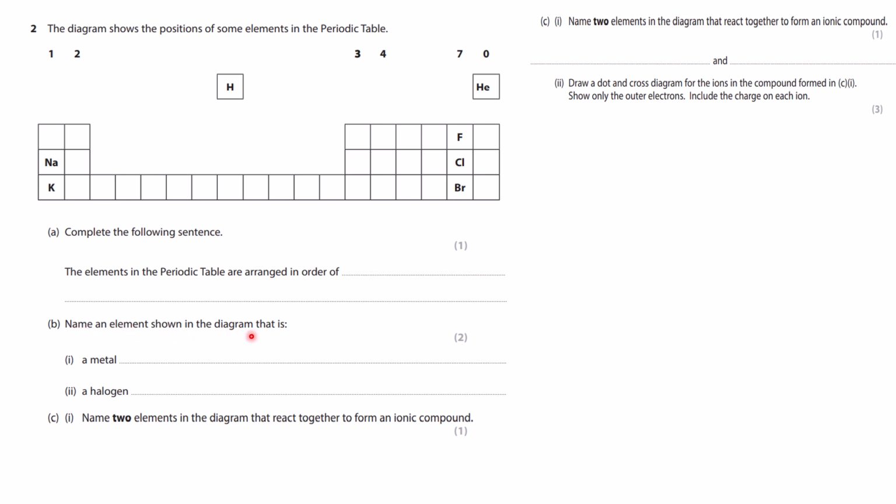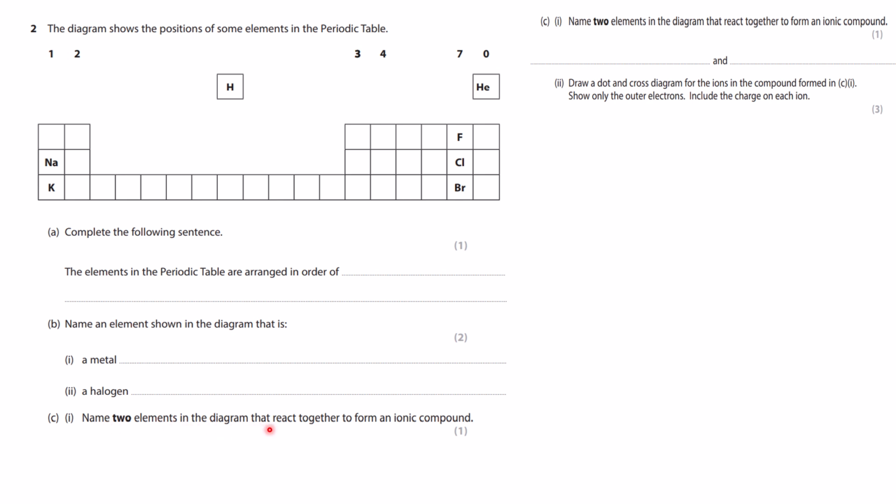Name an element shown in the diagram that is a metal. Metals are always on the left-hand side. So this sodium and this potassium, you can write any of them, sodium or potassium. Okay. And then question 2 says a halogen. Halogens are the elements in group 7. For example, fluorine, chlorine, and bromine. These are halogens. Okay. Question C.